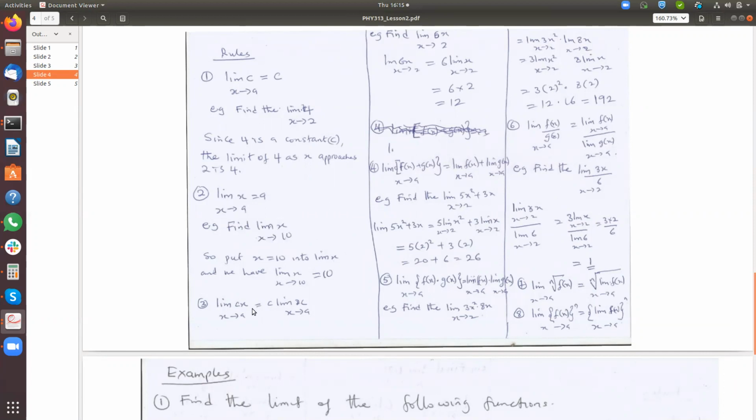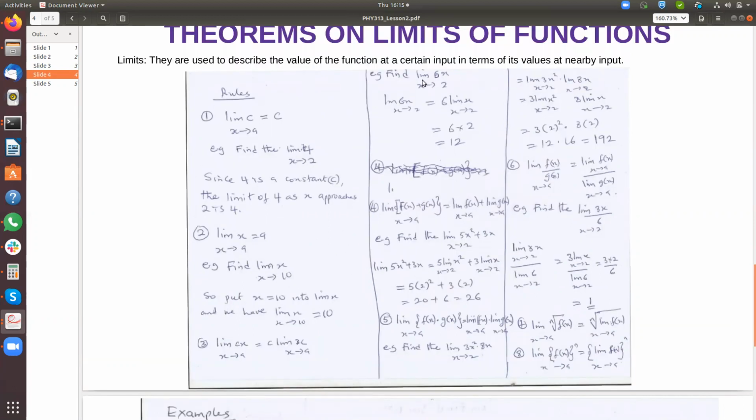10. Now, this is another one which we just discussed. A good example is the limit of 6x as x tends to 2. 6 here is a constant, you take it out. Then the limit of x, where you see x, you put 2. Then it will be 6 times 2, which is 12.